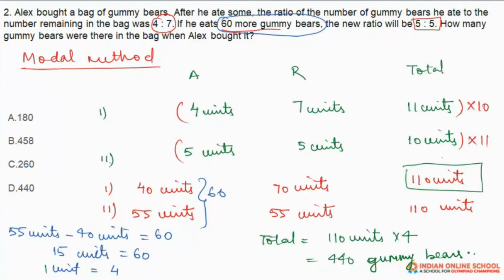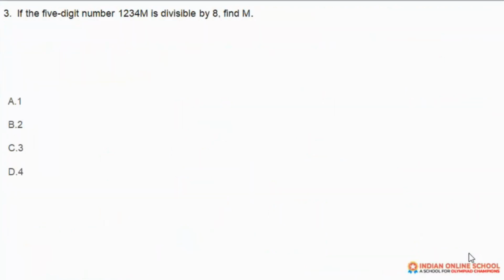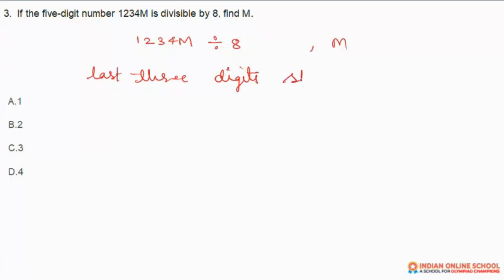Okay, now we need to go with the third question. So the third question we have is, if the 5-digit number 1, 2, 3, 4, m is completely divisible by 8, we are supposed to figure out the value of m. And this question is properly a question on the divisibility rule. We already know the divisibility rule of 8, that the number formed by the last 3 digits of the given number should be divisible by 8.